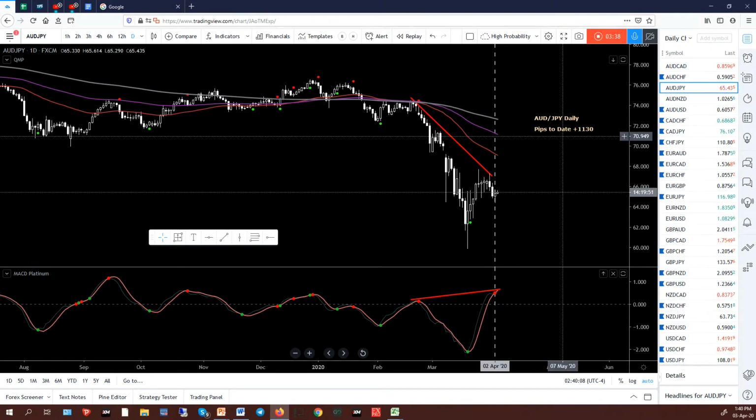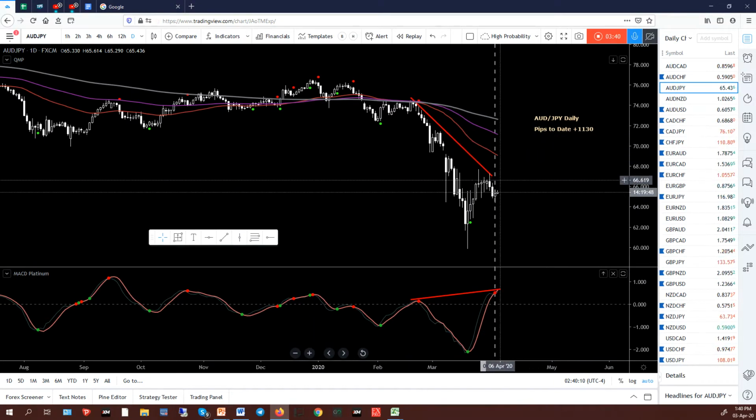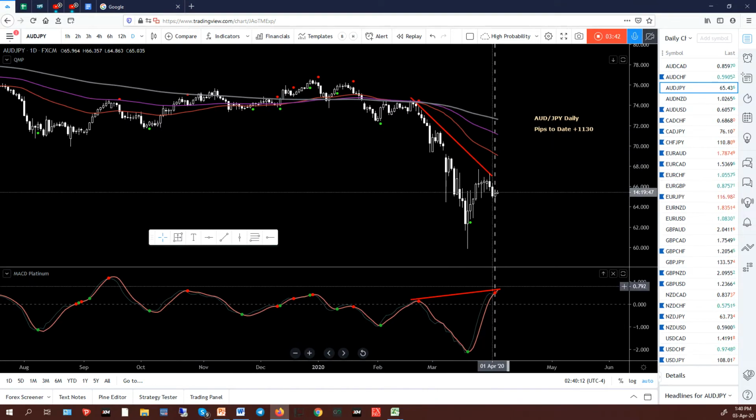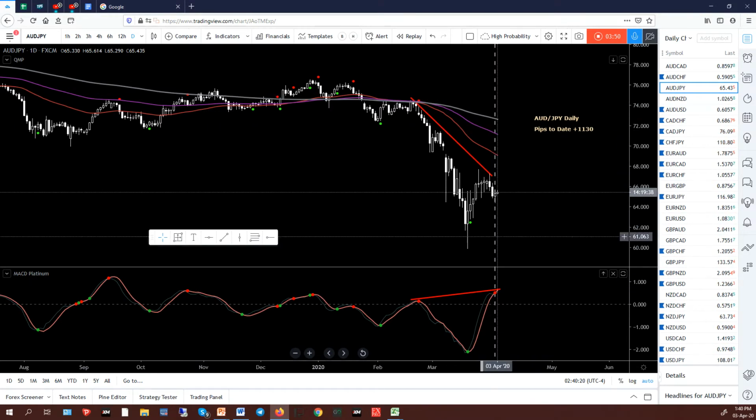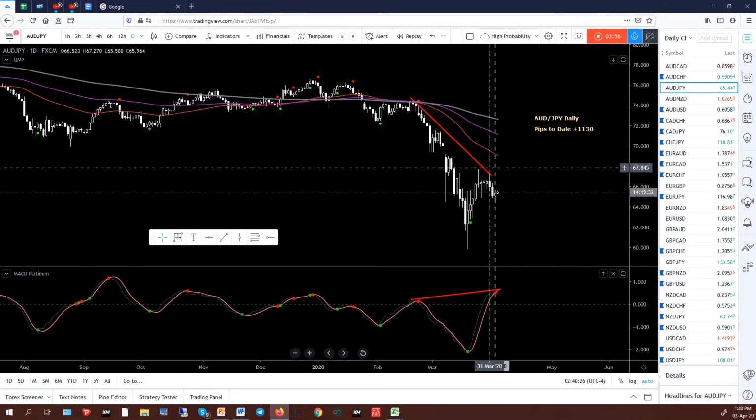So Aussie Japanese yen, no trades happening. Trend lines in place, looking for potential bearish divergence. In this case, it'd be hidden bearish divergence. The warning vertical line is there because there's a red dot on the MACD Platinum above the zero level. Now waiting on a red QMP filter dot.